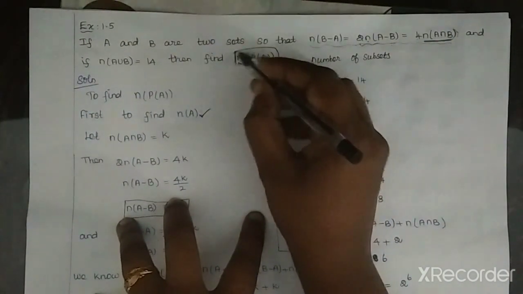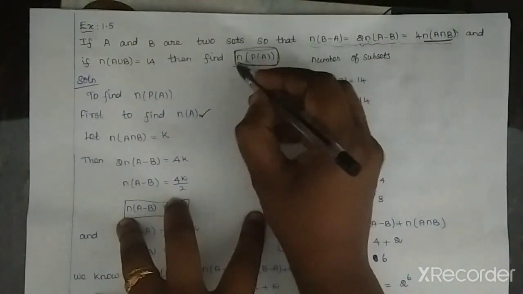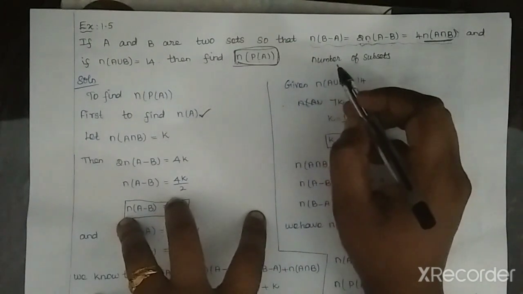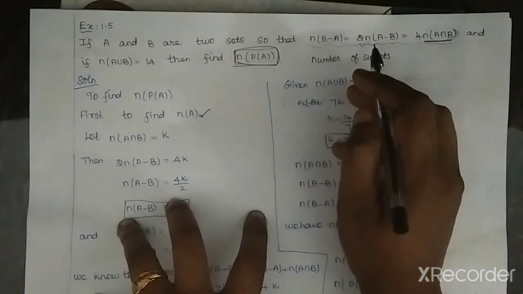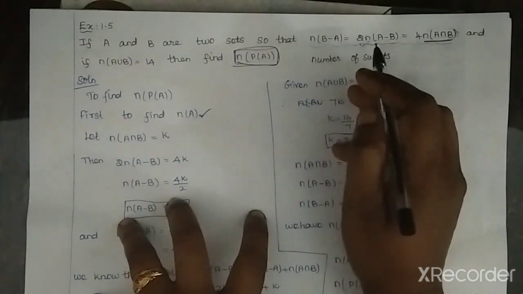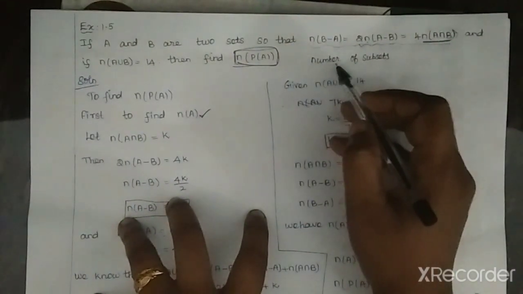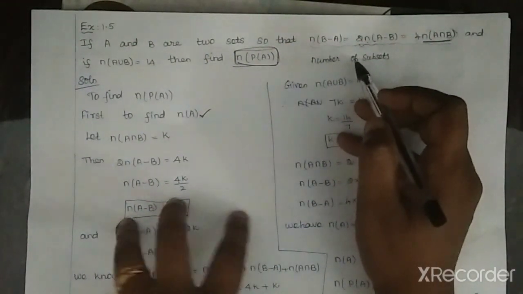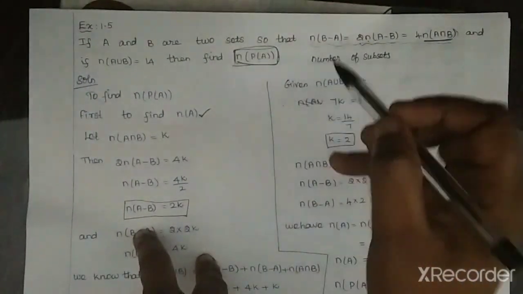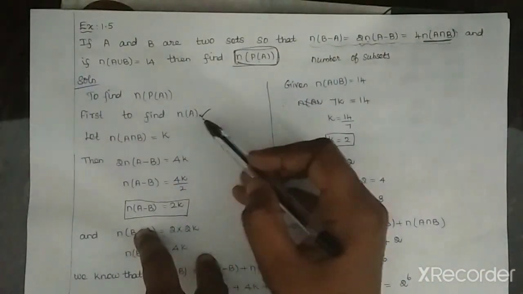What is n of P of A? n of P of A is the total number of subsets. So we have to find the total number of subsets. Okay. So we have to find n of A.